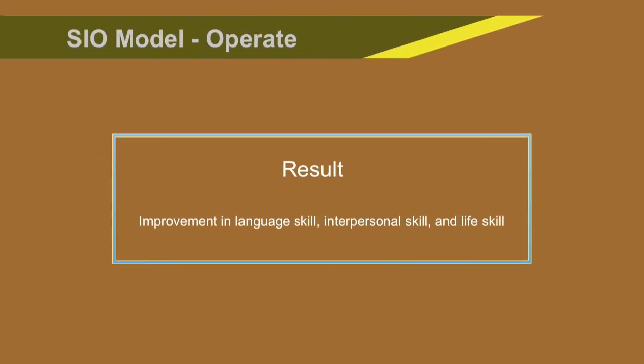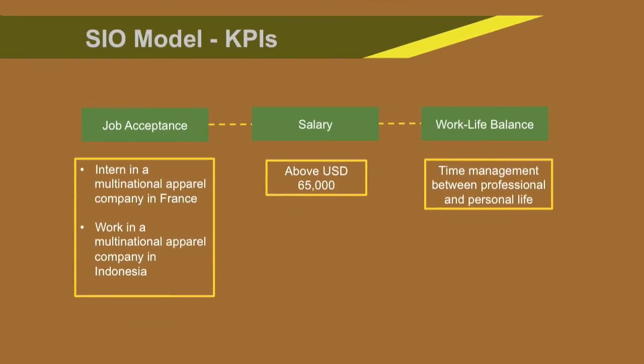And the next one is operate, which are the results from implementing the strategies. The results are improvement in my language skill, interpersonal skill, and the life skill. So, the successfulness of the SIO model will be measured by using the KPIs, which are getting the job acceptance, having the internship in a multinational apparel company in London, and work in a multinational apparel company in Indonesia. For the salary is about 65,000 US dollars per year, and having a work-life balance, which is time management between my professional and personal life.